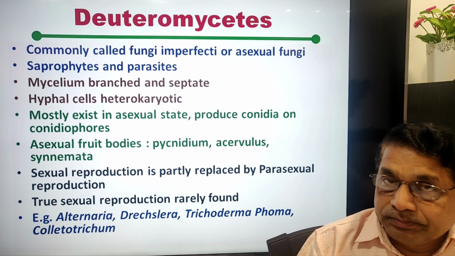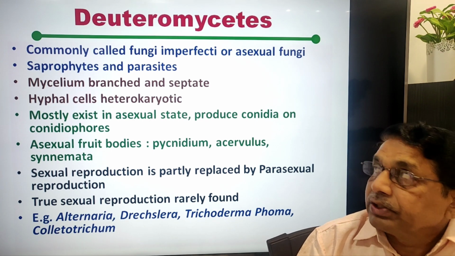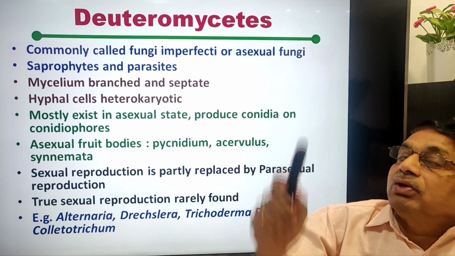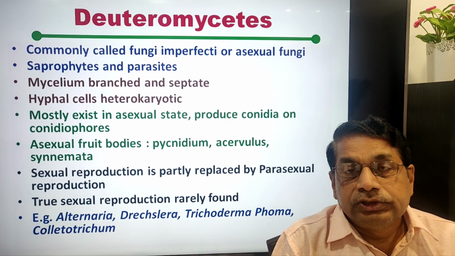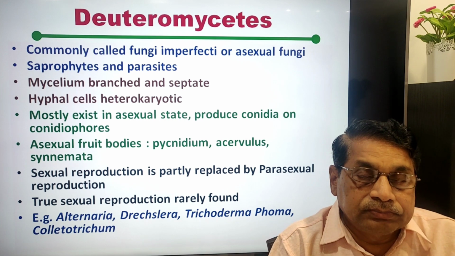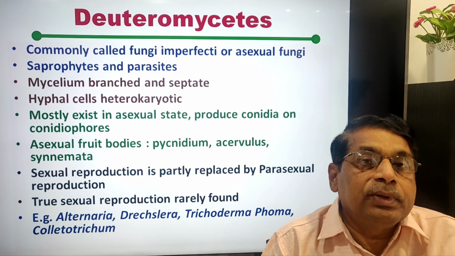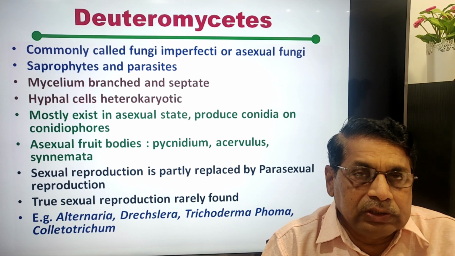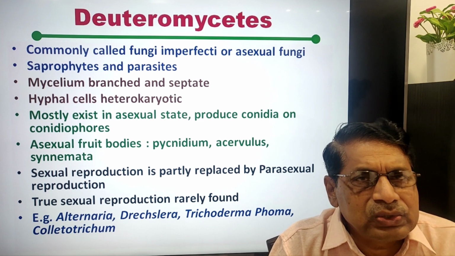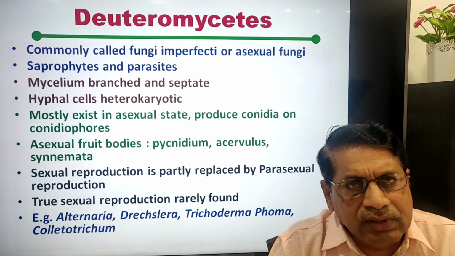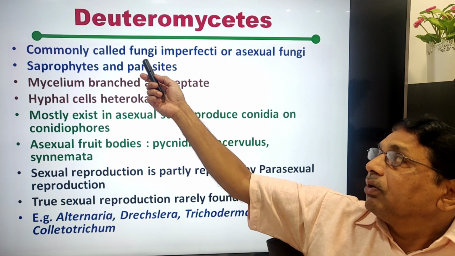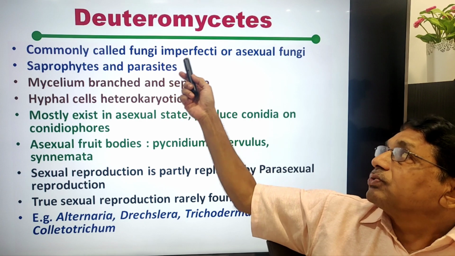Deuteromycetes, the last one. This is again interesting. Commonly called fungi imperfecti or asexual fungi. Generally in fungi, the sexual stage is called the perfect stage. The asexual stage is called the imperfect stage. These fungi always exist in the asexual state. There is no sexual reproduction, even if it occurs very rarely. So they are called fungi imperfecti, asexual state.